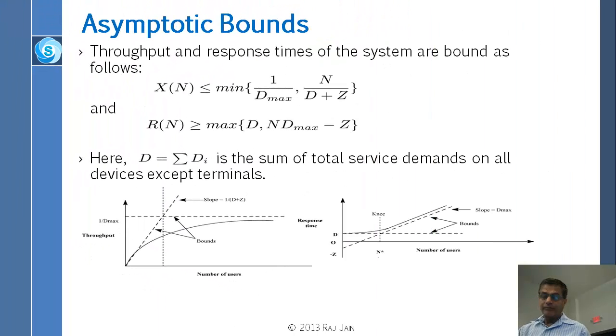And based upon that, we can write some bounds. Basically, the system throughput cannot be more than these quantities. This is called asymptotic bound. And I'm going to tell you how this came about. Throughput cannot be more than that, and the response time cannot be less than this.